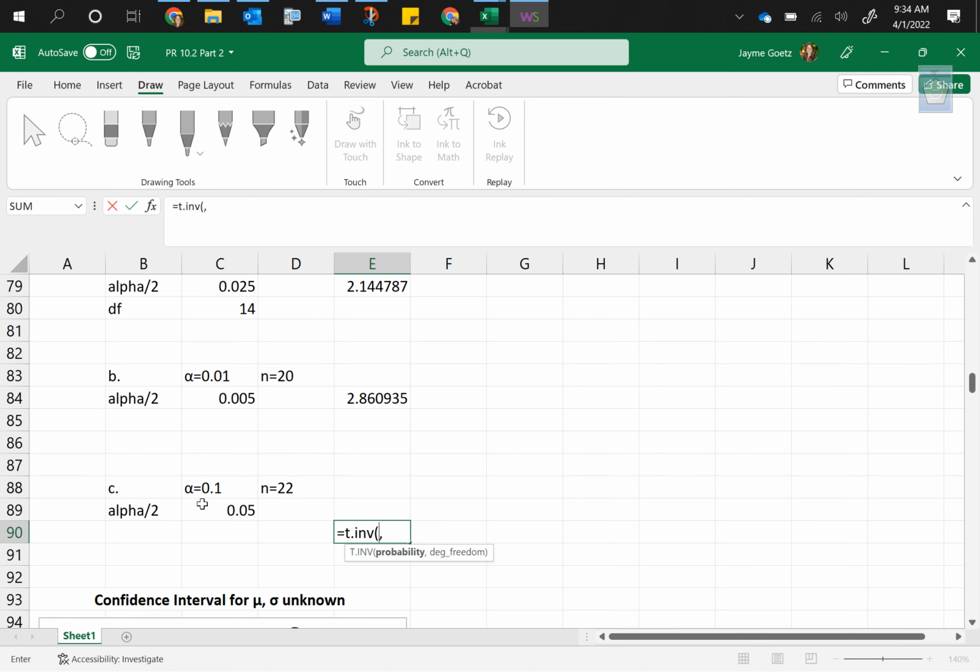Say that again? Negative? Oh, because you need to go 1 minus. 1 minus.